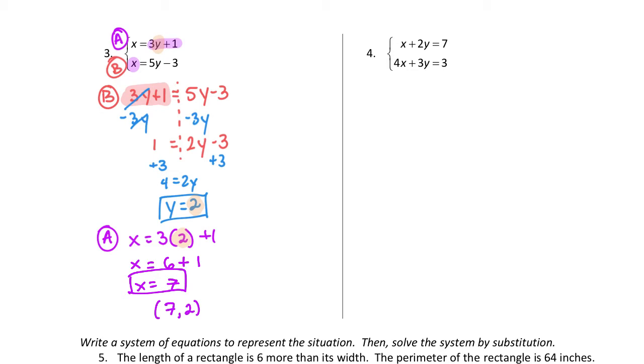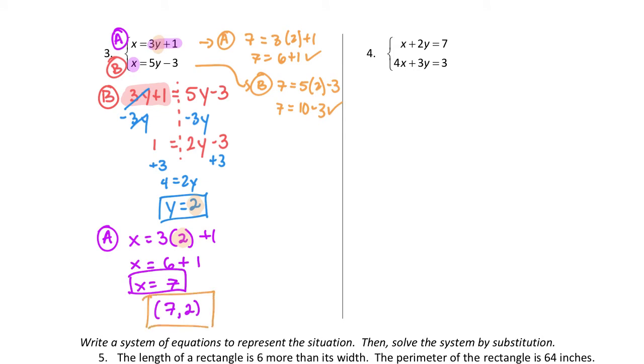I'm going to check those by substituting them into A and B. So for A, I get 7 equals 3 times 2 plus 1. And we're going to see if that's true. 3 times 2 is 6 plus 1. And yes, that is true. And then we're going to check for B. 7, we want to see, does that equal 5 times 2 minus 3? And we get 7 equals 10 minus 3, and that is 7, so it both checks out. So we can say that 7, 2 is definitely our solution.